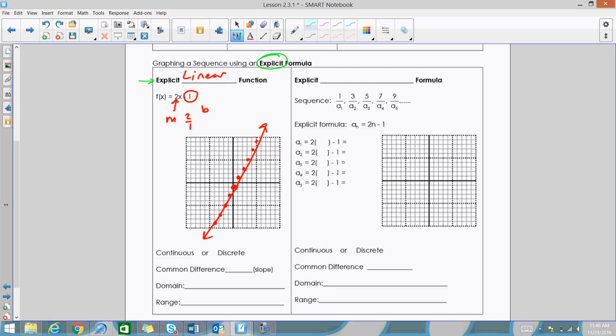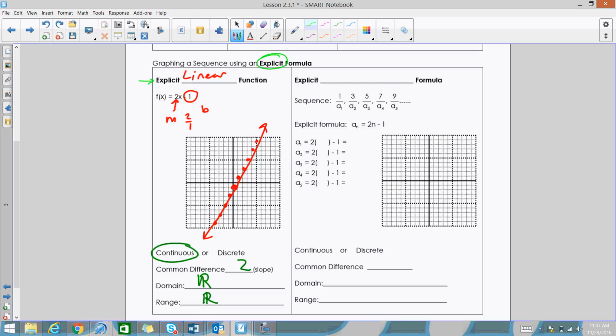So now, looking at this, let's answer some questions. Is it continuous or discrete? Well, it's continuous because we have a line, and we put a line because you can put any number you want here. Our common difference, or our slope, is 2. And the domain is all real numbers, and our range is all real numbers, because you can literally have any point, any decimal that you want, and that's because you have your line.